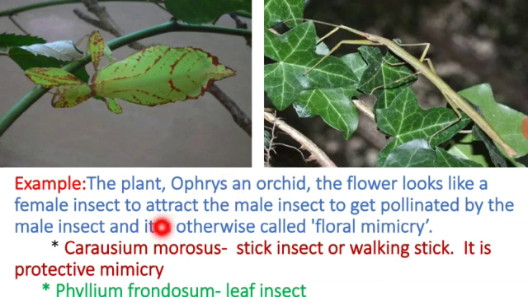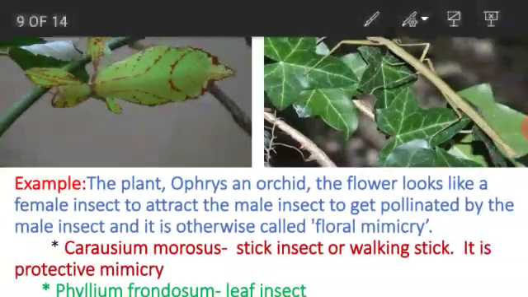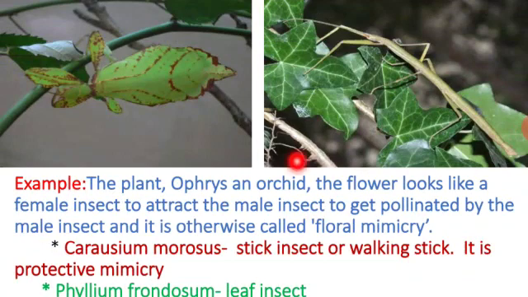And another one is Carausius morosus. You can find the insect like a stick, so it is also named the stick insect, or walking insect. So it is also a case of mimicry. It looks like another stick-like structure, so it is named mimicry. And Phyllium frondosum is another, a leaf insect. It looks like a leaf-like structure, so it is named a leaf insect.